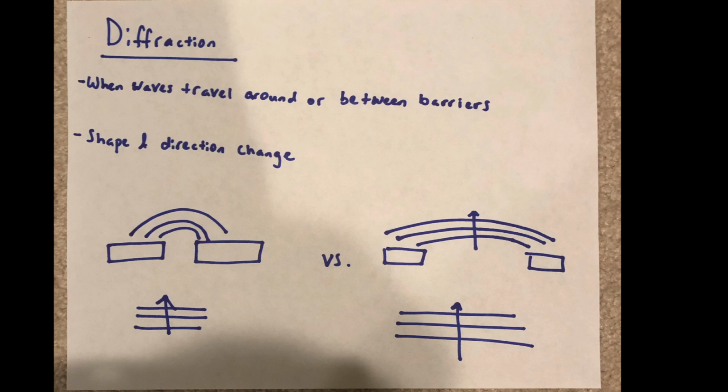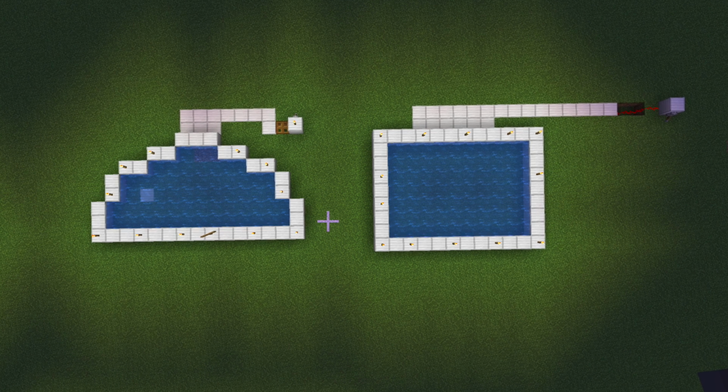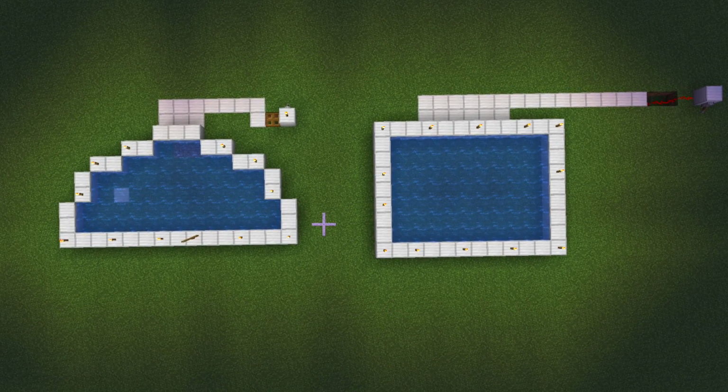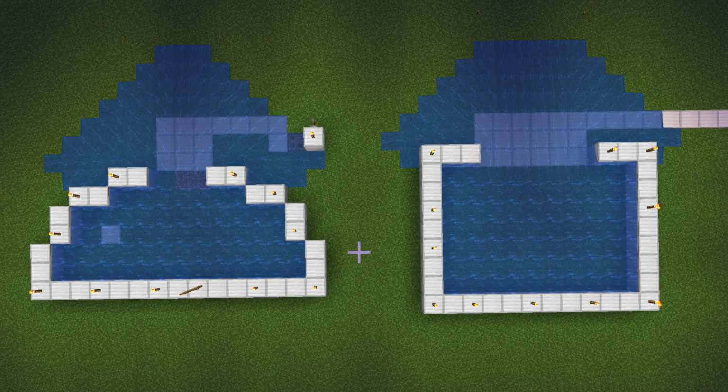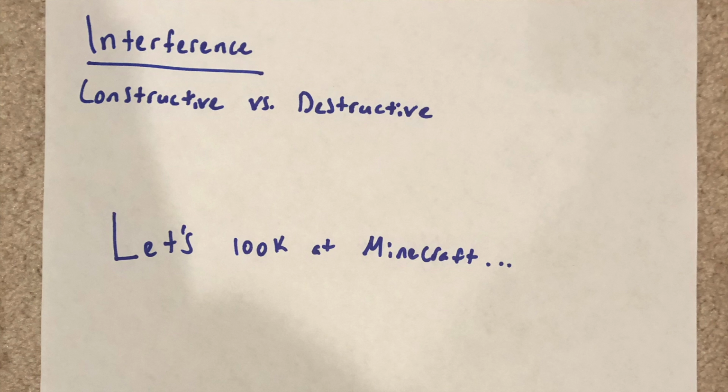Diffraction is when waves travel around or between barriers, and what changes are their shape and direction. As seen here, the slit width, or the barrier that they need to travel between, directly affects how much diffraction occurs. Minecraft can do a better job explaining. Although not very obvious, the one on the left diffracts more than the one on the right, because if you look, the one on the left has a smaller slit width of 3 blocks.